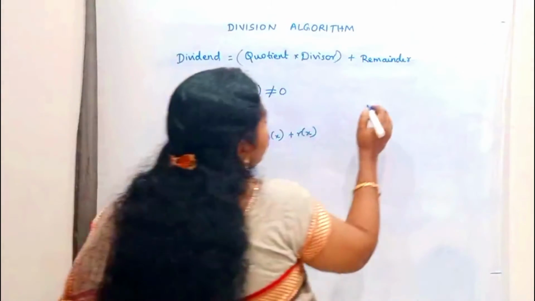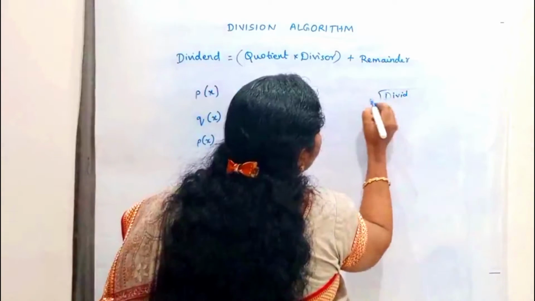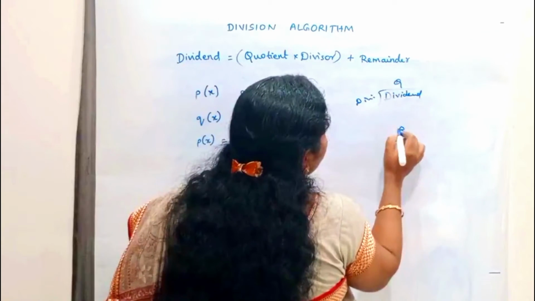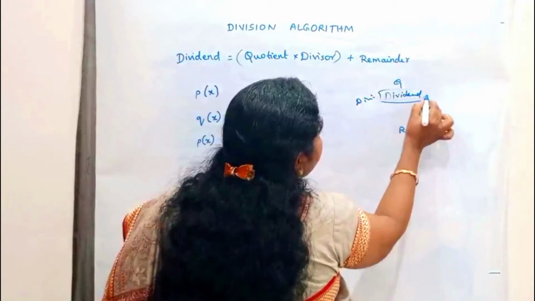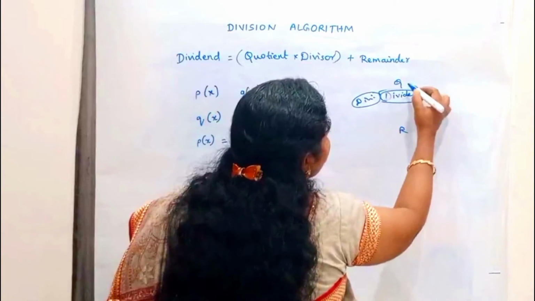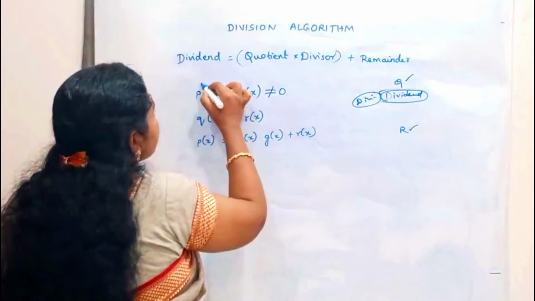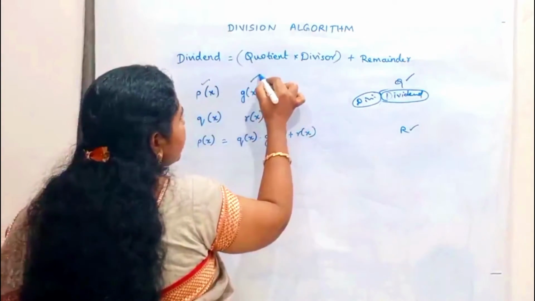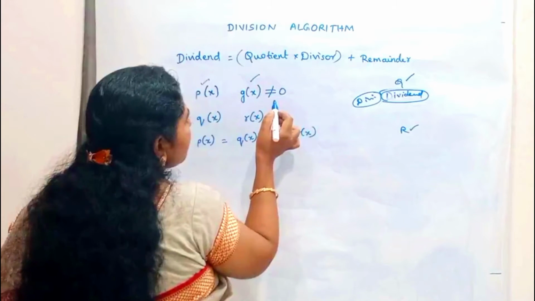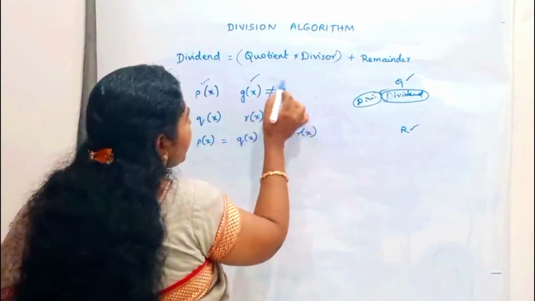Now in the case of division, we'll be having the dividend here, and here it is the divisor, and here it is the quotient, and we'll get the remainder. The dividend and the divisor will be given first, and we'll find out the quotient and the remainder. In the similar way here, this is the dividend, this is the divisor. The divisor should not be equal to 0, because if it is equal to 0, the quotient will be an infinite value. So it should not be equal to 0.